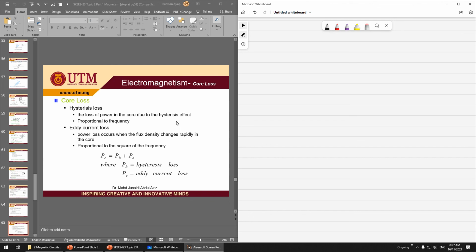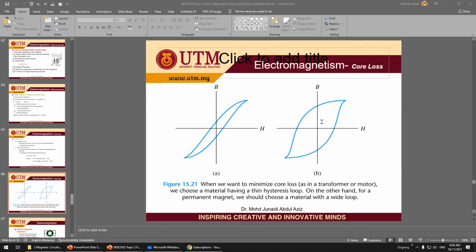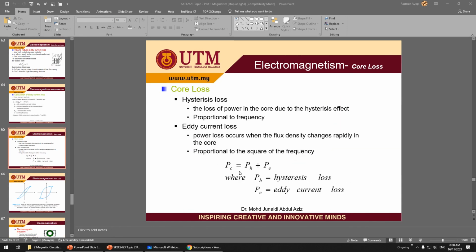Okay, next we move on to the core losses. Maybe I will split the video. You already learned about the hysteresis loss and eddy current loss. So the core loss is basically the sum of hysteresis loss and eddy current loss. So this is just a conclusion. Basically the core loss is just equal to hysteresis loss plus eddy current loss.